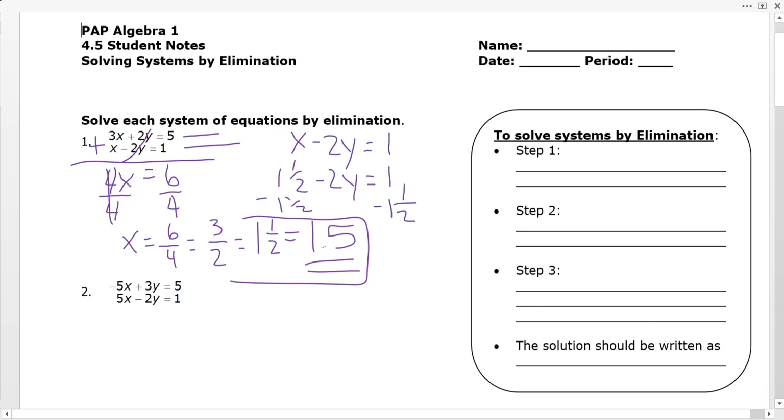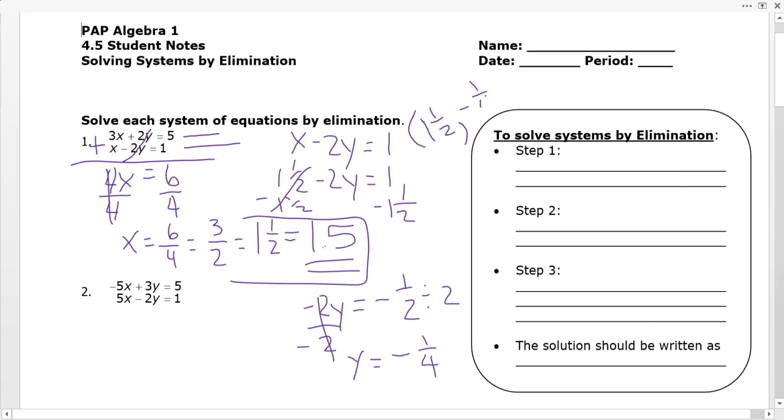So I end up with negative 2y equals negative 1/2. 1 minus 1 and 1/2 is negative 1/2. I'm going to divide by 2. y is equal to a negative. If I do 1/2 divided by 2, I'm splitting my 1/2 in half, which makes it 1/4, or 0.25. So my solution is 1 and 1/2 and negative 1/4.